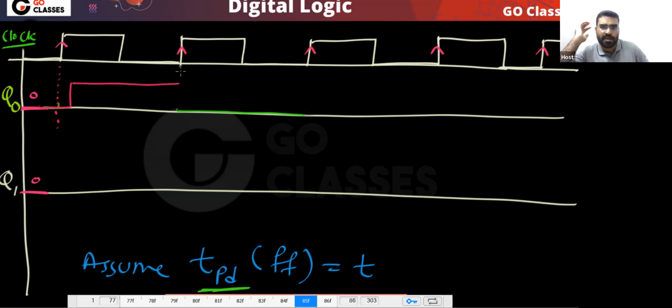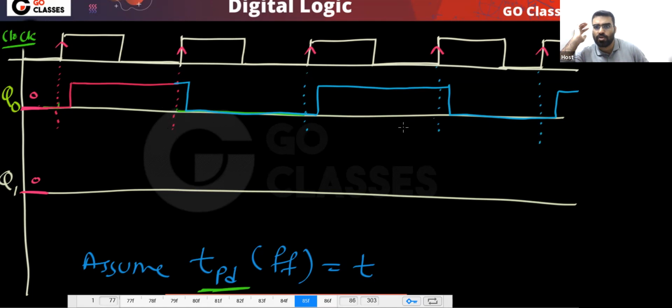Next, here it should change, but it will change after some delay. Next, here it should change, but it will toggle after some delay. Yes or no? Correct? Did you get it? Okay, this will happen, correct?